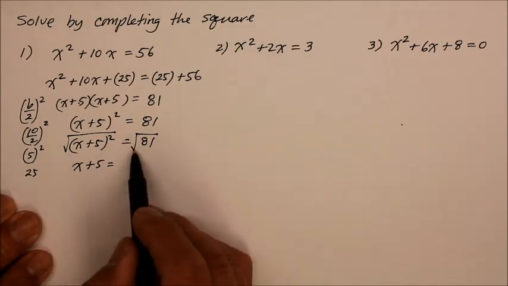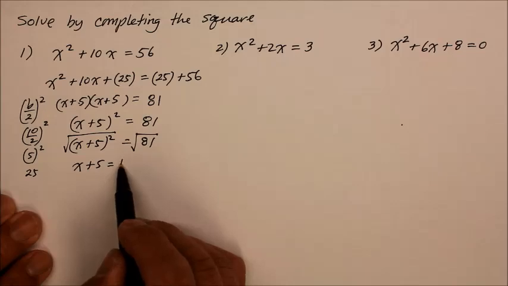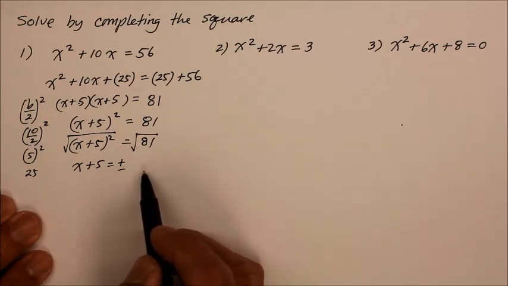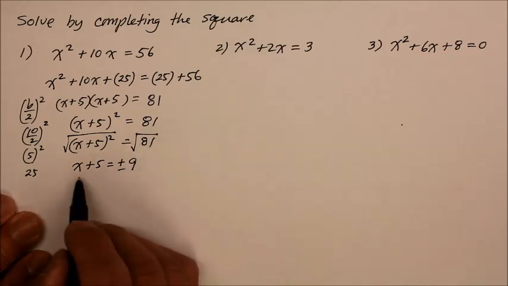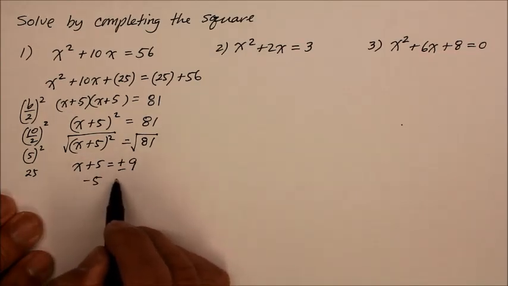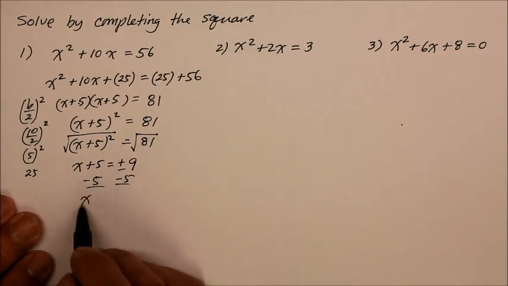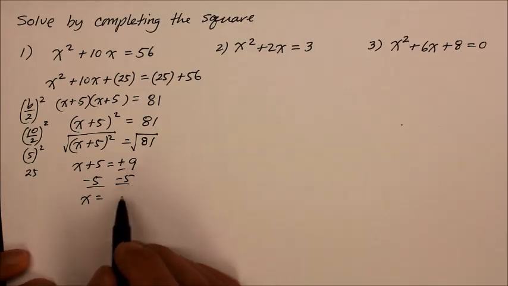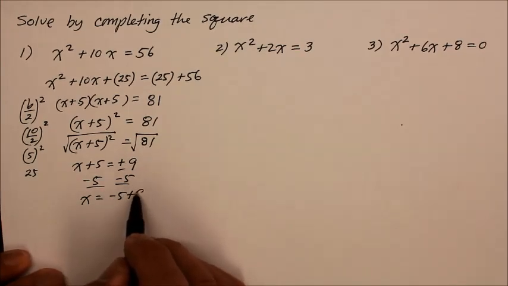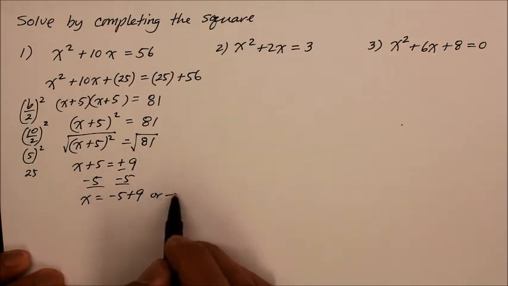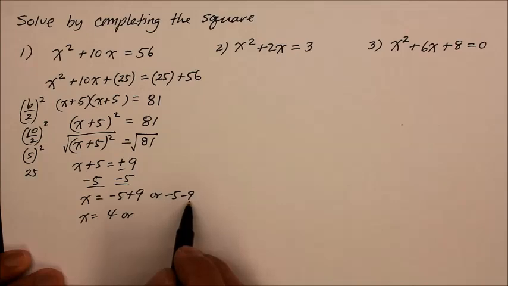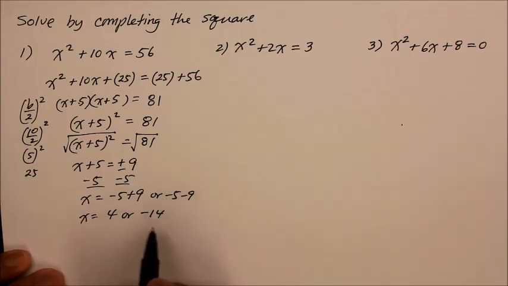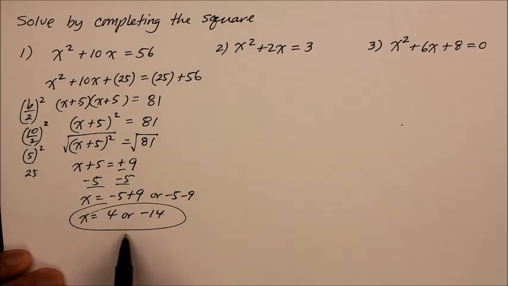When you square root a square of a binomial, that binomial just comes out by itself. And keep in mind, anytime you square root any number, there's two possible answers. One is plus, one is minus. And square root of 81, of course, is 9. Now we solve for x, and we subtract 5 from both sides of the equation. So one of the answers of this quadratic equation could be negative 5 plus 9, or negative 5 minus 9. So negative 5 plus 9 is, of course, 4, or negative 5 and negative 9 is negative 14. And those are your two possible solutions for number 1.